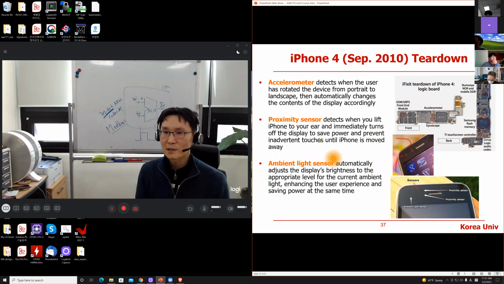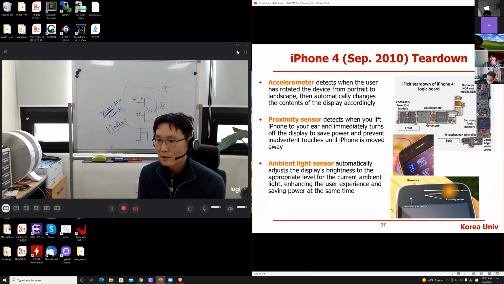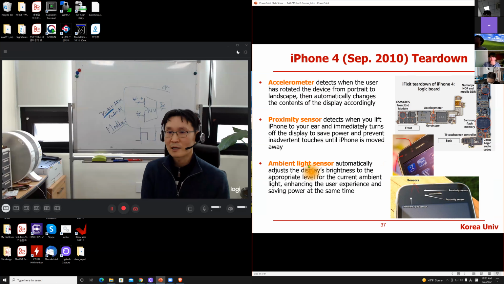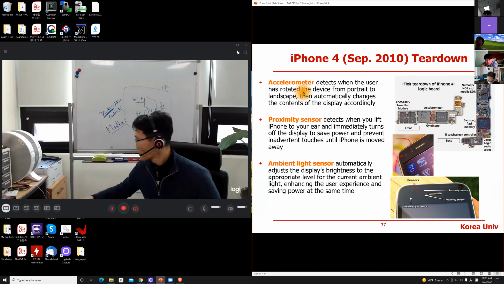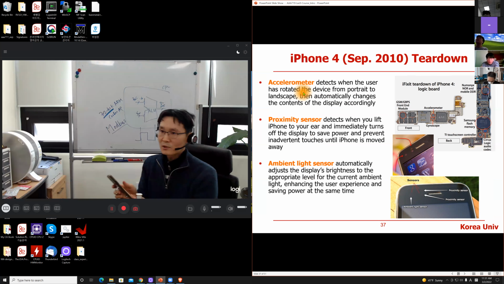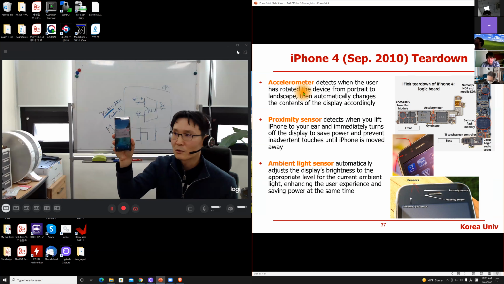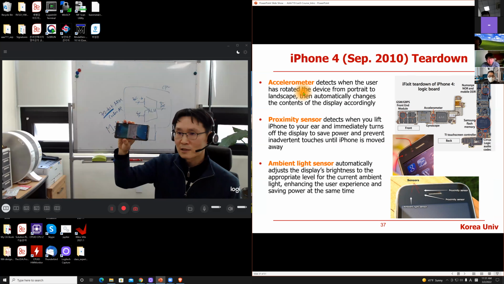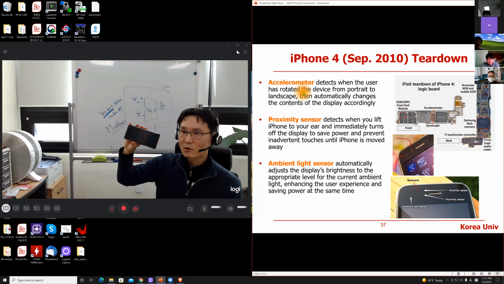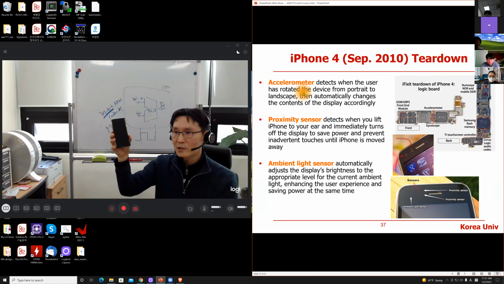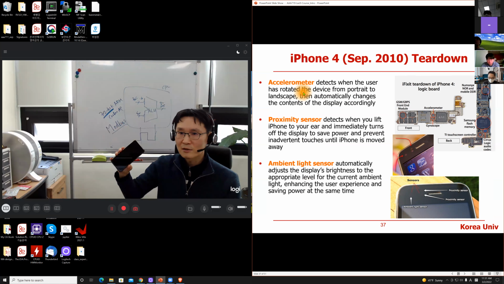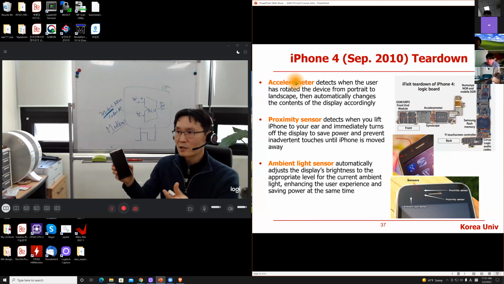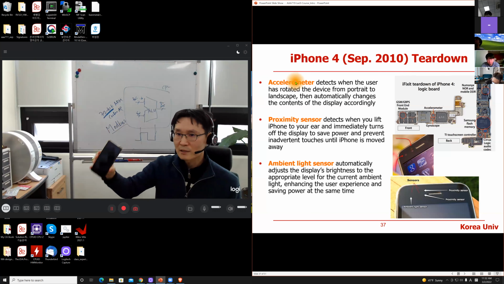It has some sensors, right? Accelerometer, proximity sensor, ambient light sensor. What is accelerometer? If you rotate your smartphone like this, then the screen changes automatically from portrait to landscape, right? So the accelerometer is a sensor detecting your movement, and it changes the screen automatically, right?